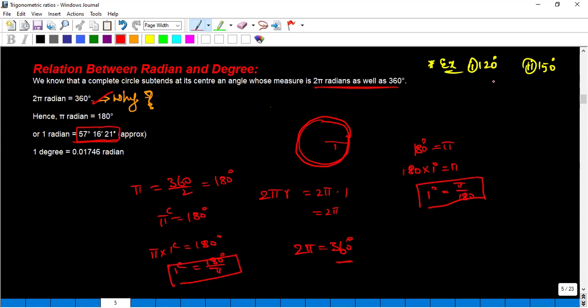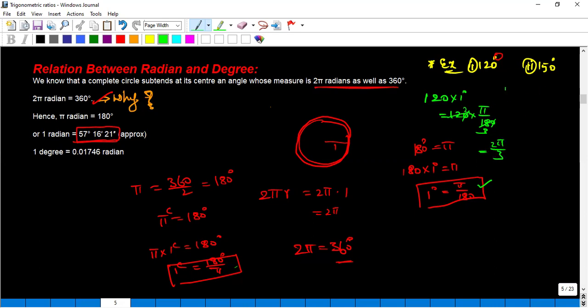Just see here some examples. I have 120 degrees here. Try to convert it into radians. How will we convert? 120 degrees we can write as 120 into 1 degree. We know that 1 degree is nothing but pi by 180. So 120 into pi by 180. Or else, multiply the given angle in degrees with pi by 180, you will get radians. 0, 0 cancel. 6 3s are 18, 6 2s are 12. So you will get 2 pi by 3.